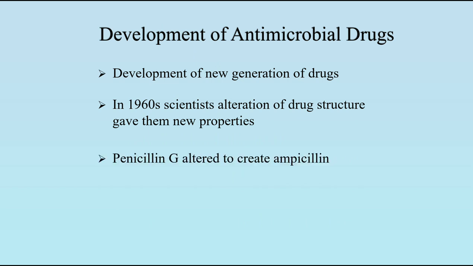So, penicillin G was altered to create ampicillin, and that's how the broadened spectrum of antimicrobial killing was achieved. Penicillin G was not a broad spectrum antibiotic, but ampicillin, which is a modified form of penicillin G, became a broad spectrum antibiotic, and it was able to kill a broad range of bacteria.